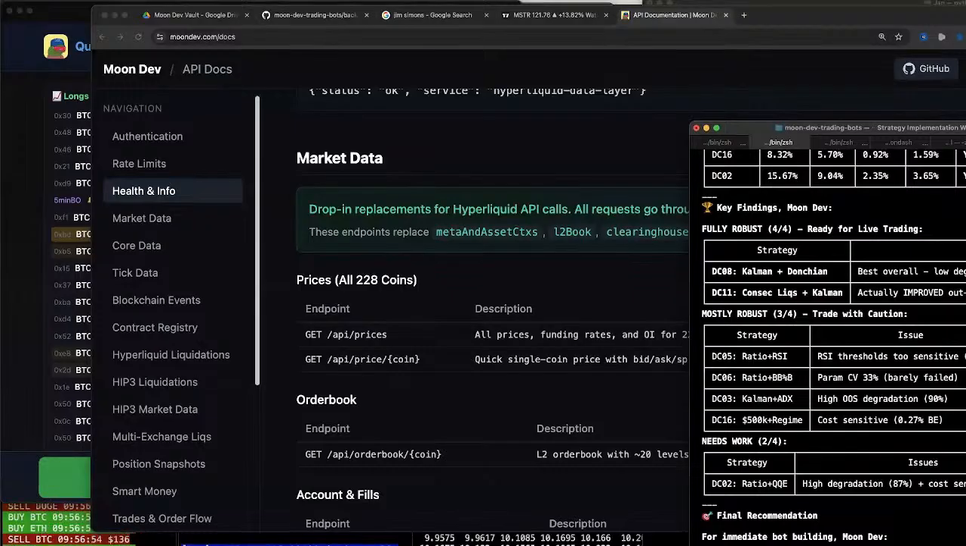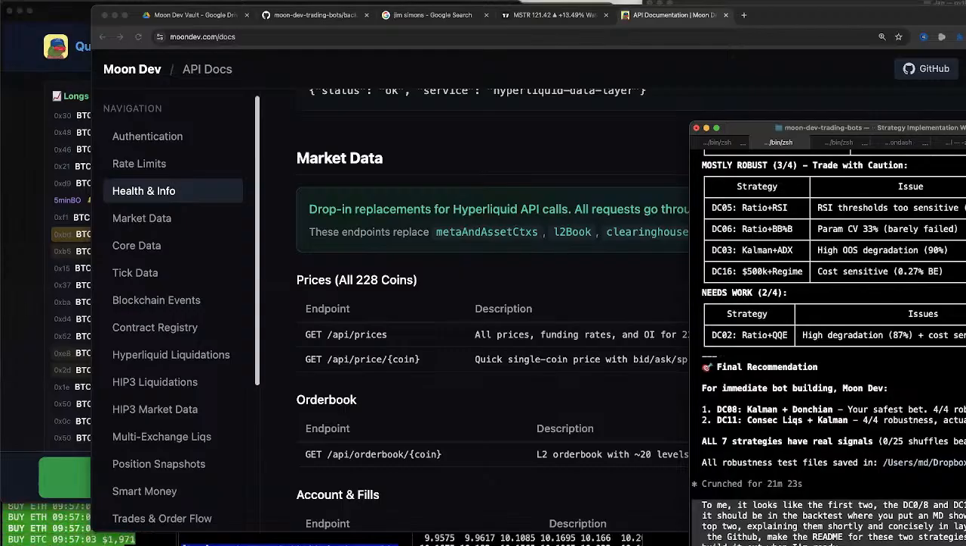I'm trying to make it short and concise. This is what we tested. This is where it is. You have access to it in the GitHub. But this is war, dude. This is war. It's PvP.